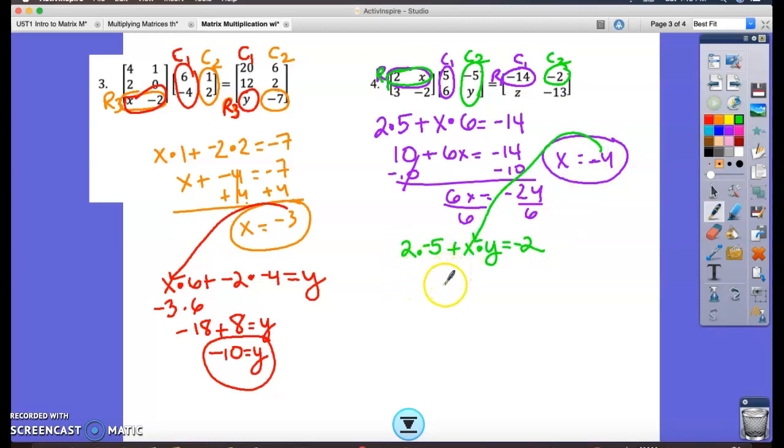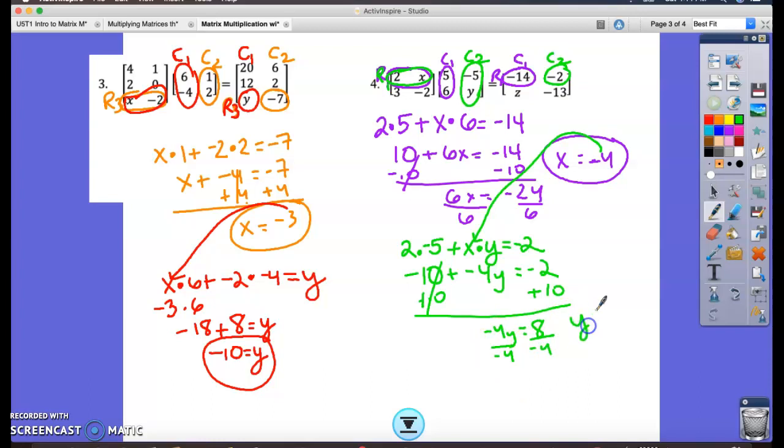Do you know what 2 times 5 is? 2 times 5 equals 10. But 2 times -5 is -10. And X times Y, we know X is -4, Y equals -2. We're going to add 10, and we get -4Y equals 8. I'm going to divide by -4, divide by -4, and I end up with Y equals -2.